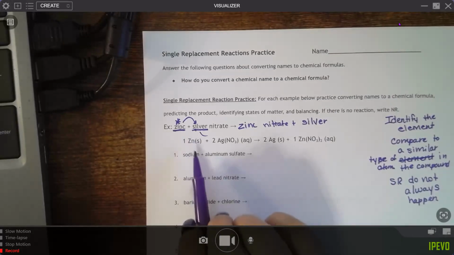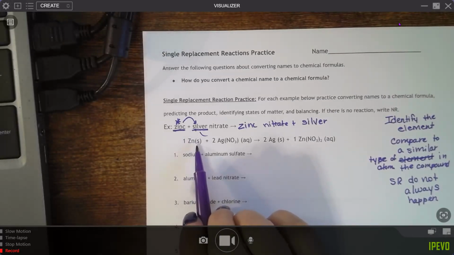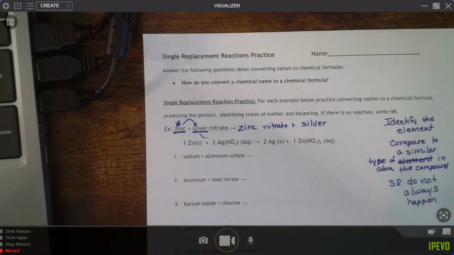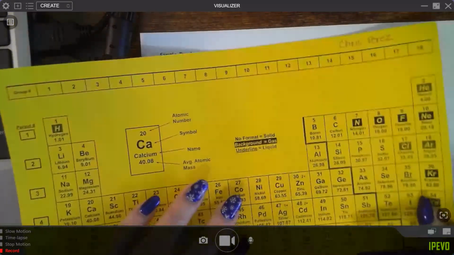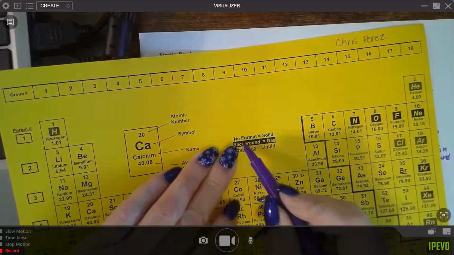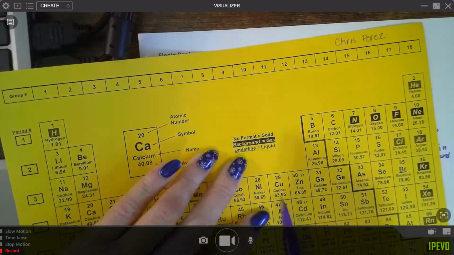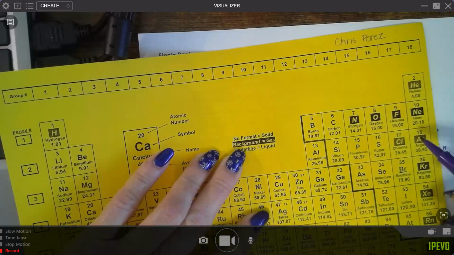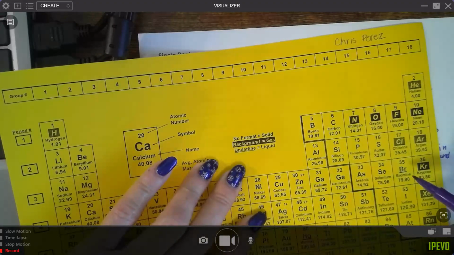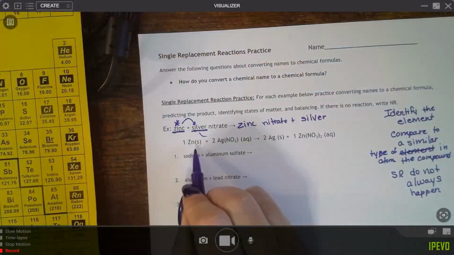So here I would have zinc. Remember, zinc is a metal. I guess it doesn't matter that it's a metal. To figure out the states of matter of the individual elements, most of them are going to be solids. If they have the black background, they're going to be gases. And if they're underlined, they're going to be liquids. Okay, so zinc is a solid.